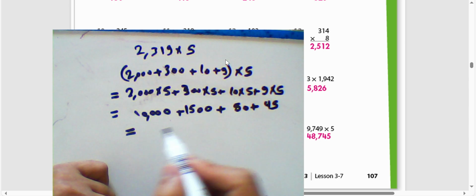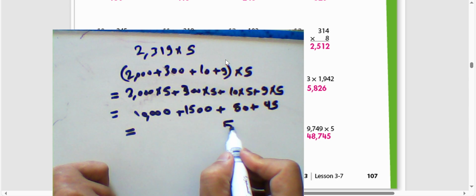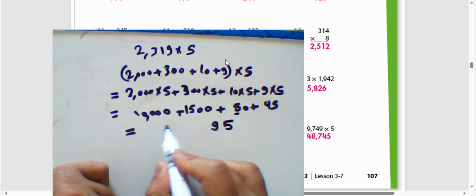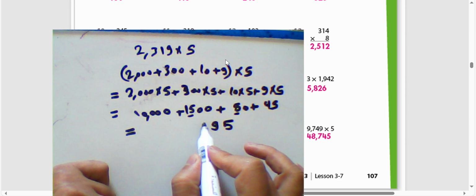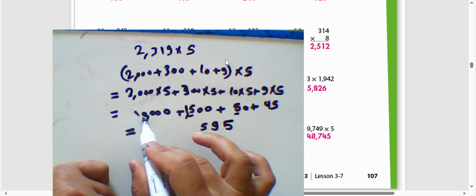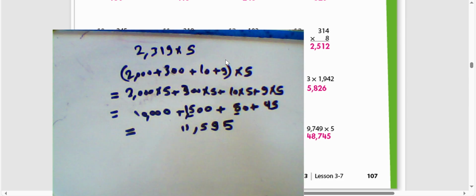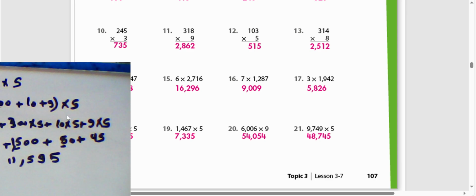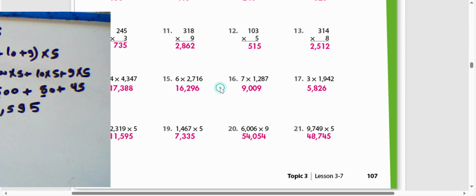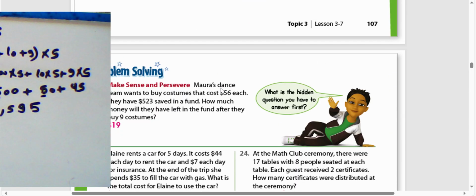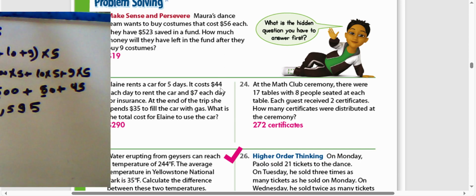Okay, you can add together 5 plus 0 plus 0, 5. 4 plus 5, 9. 9 plus 0, 9. And also 5 plus 0 equals 5. And 1 plus 10 equals 11. Then the result will be 11,525. Okay, check your answer about question number 18. Okay, next page.